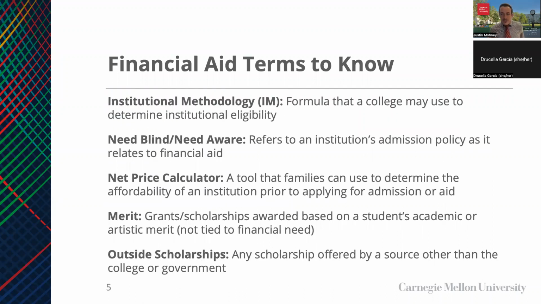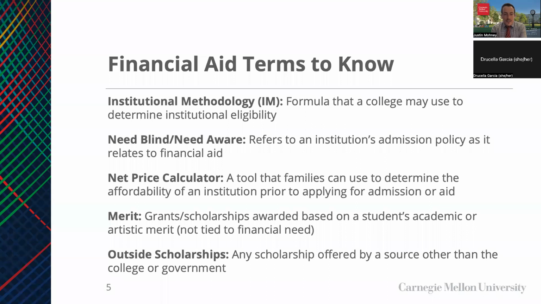The other methodology that you'll hear a lot about is the institutional methodology. This is a formula that individual colleges or universities set independently and may use in determining the eligibility for their own financial aid for college-specific grants or scholarships. So this methodology is not standardized across colleges and universities in the way that the federal methodology is.